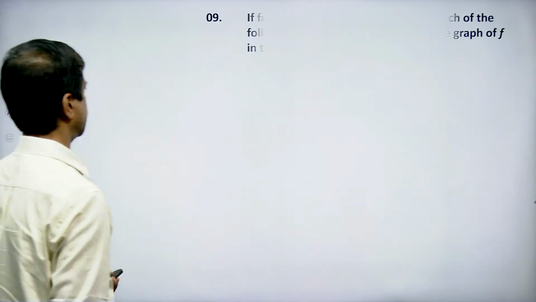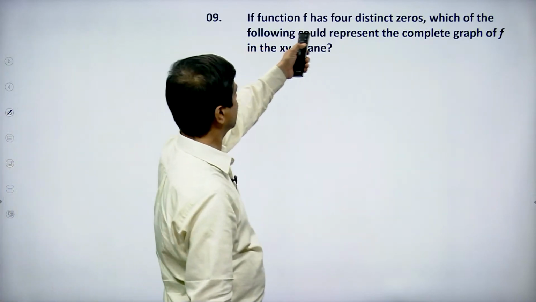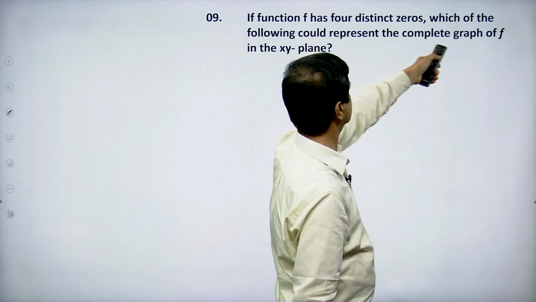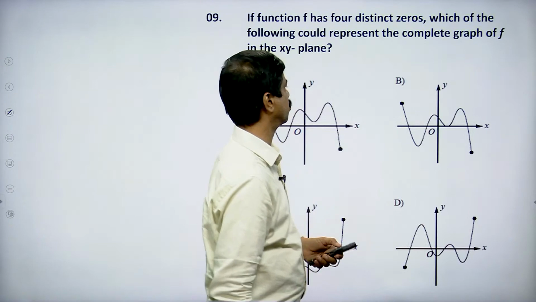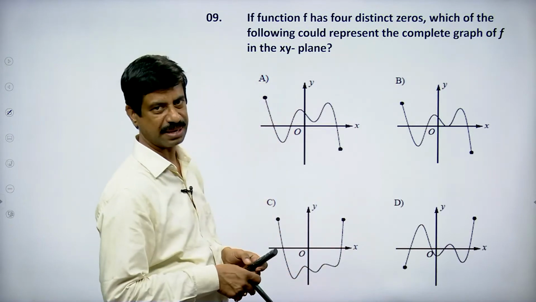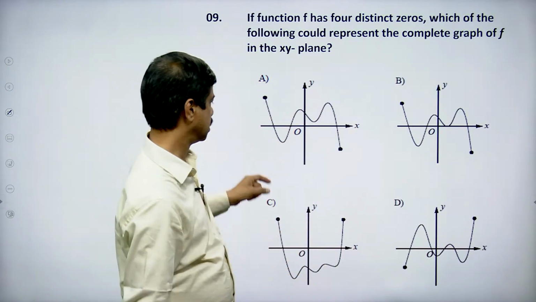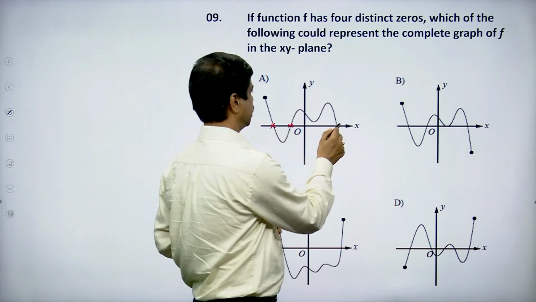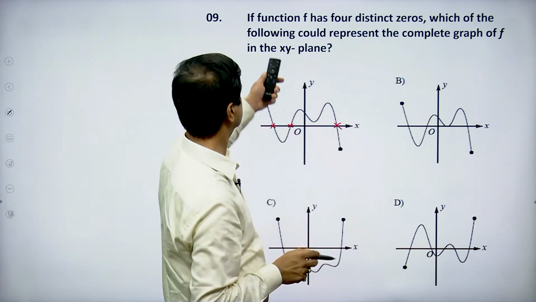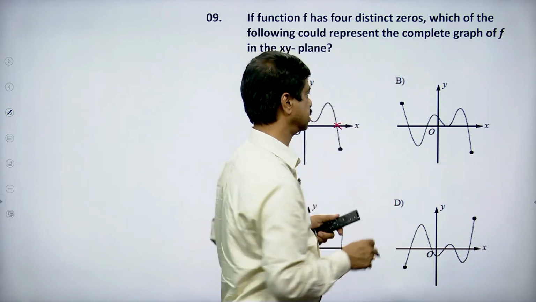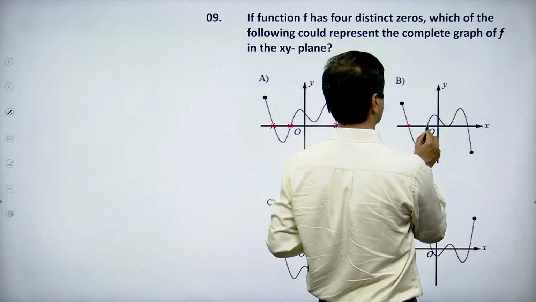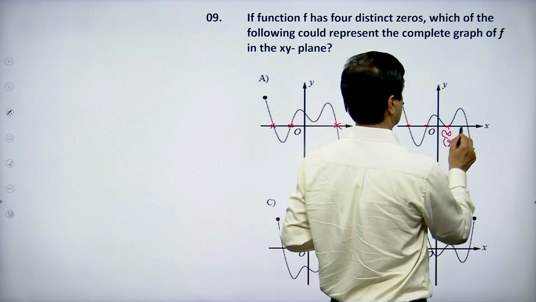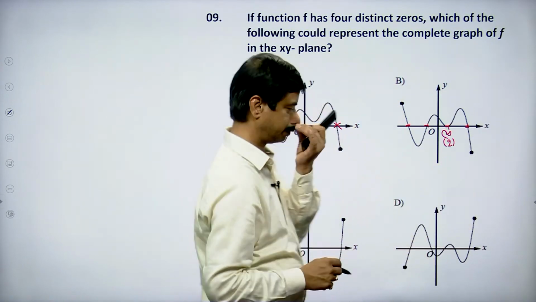Okay children, let us go to the next question. If function f has 4 distinct zeros, which of the following could represent the complete graph of f in the xy plane? 4 zeros means it should cut the x-axis 4 times. How many times is this cutting? 1, 2, 3. Not the answer, because it has 4 distinct zeros, he said. Here how many do we have? 1, 2, 3, 4. Here we have 2. 5. Not the answer.